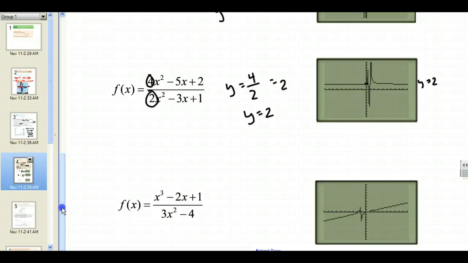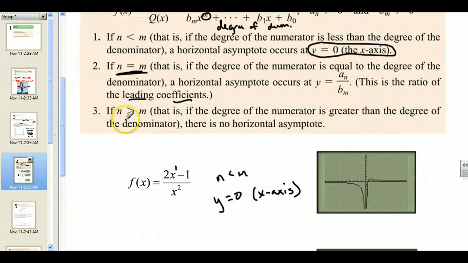Alright, third example. X equals 3, so the degree up top, n, is 3. M, the degree on the bottom, is 2, so n is greater than m. Alright, what did that mean? No horizontal asymptote.